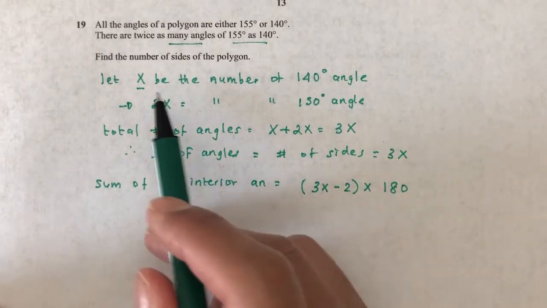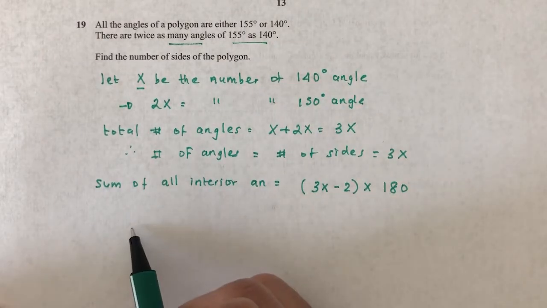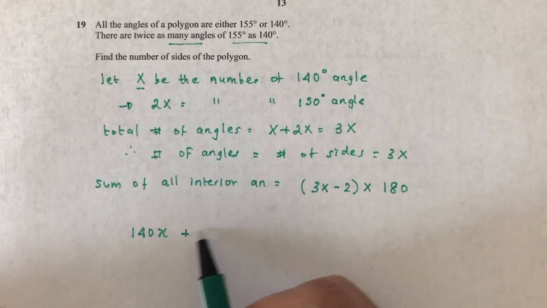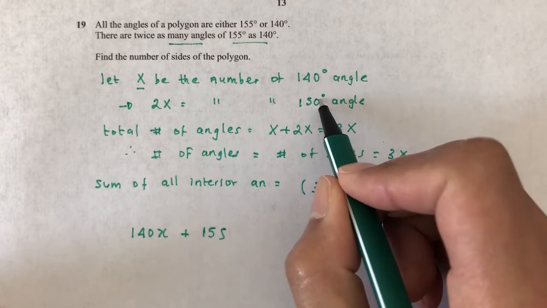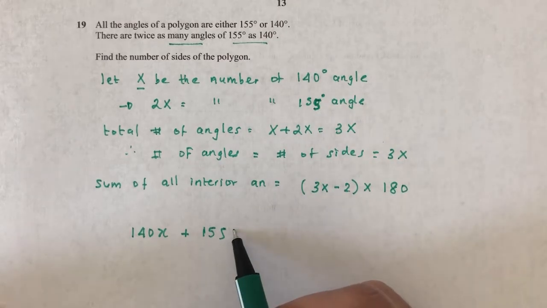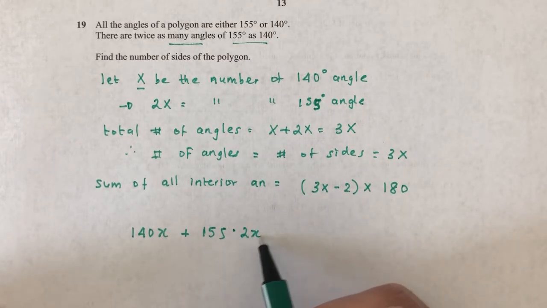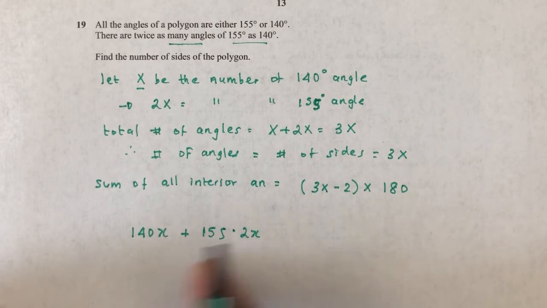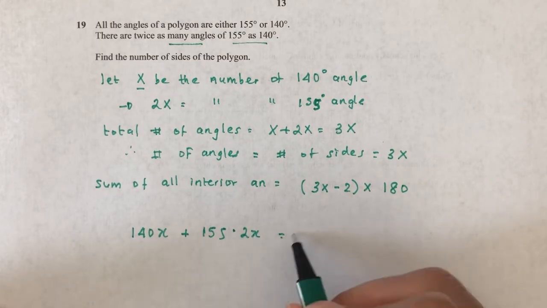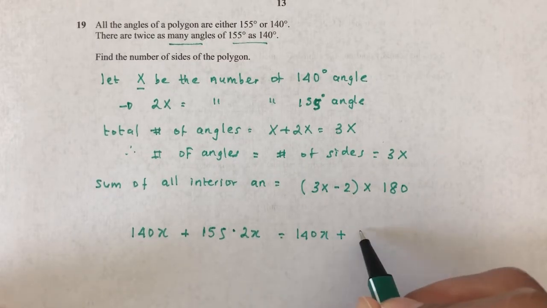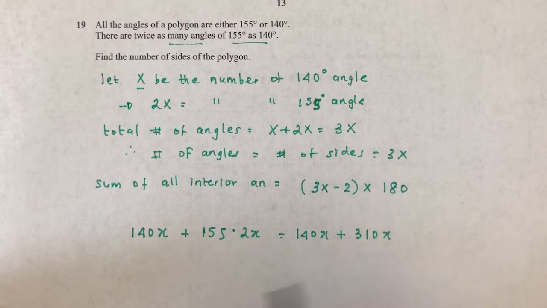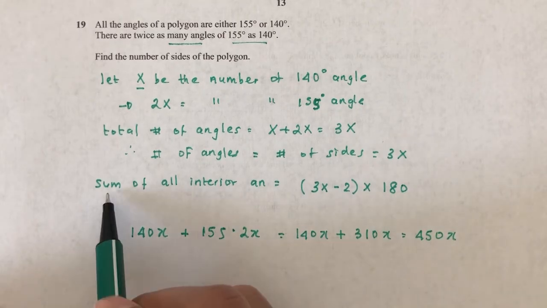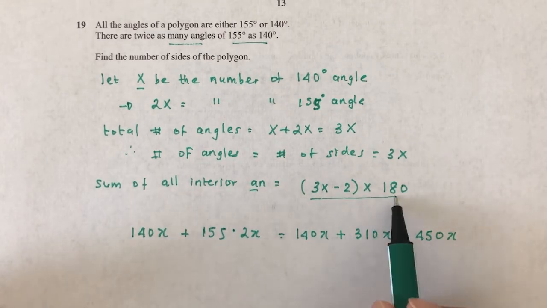So what is the sum of those two angles? We have 140 times x for the number of angles, plus 155 times 2x for the number of angles of that. So the total size of angles will be 140x plus 310x. Okay, so that will give me 450x. So the sum of all interior angles is equal to this, but it is also equal to this.